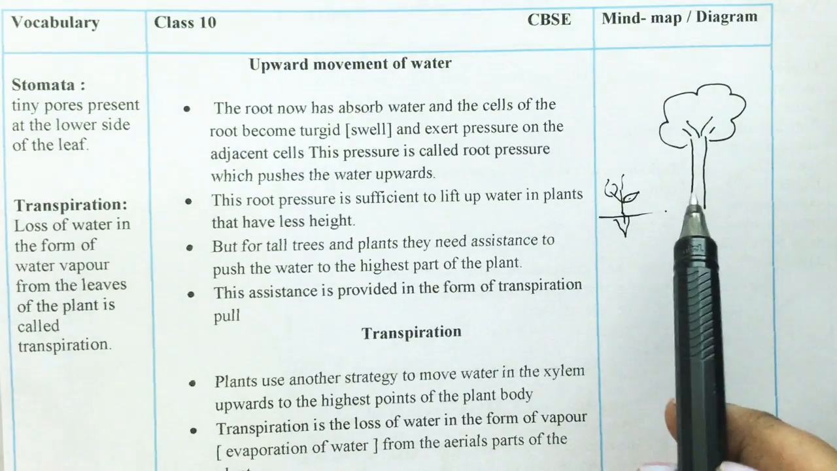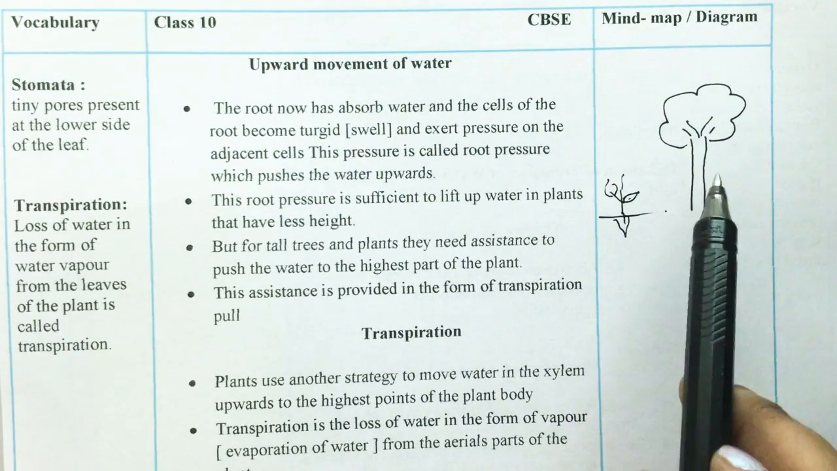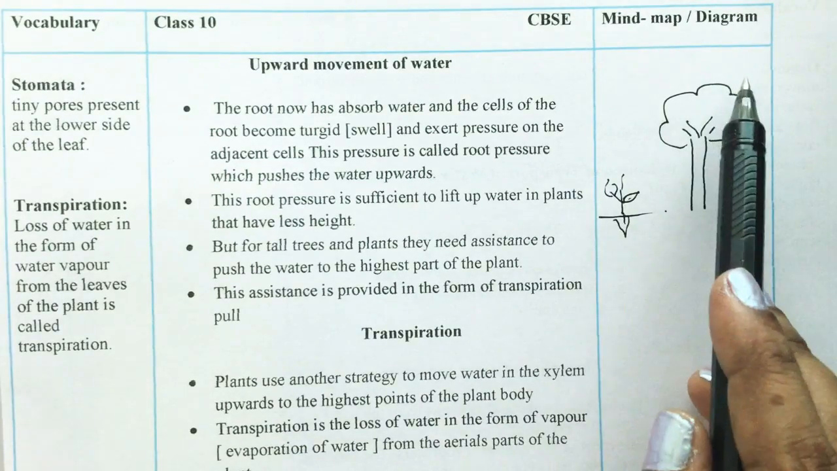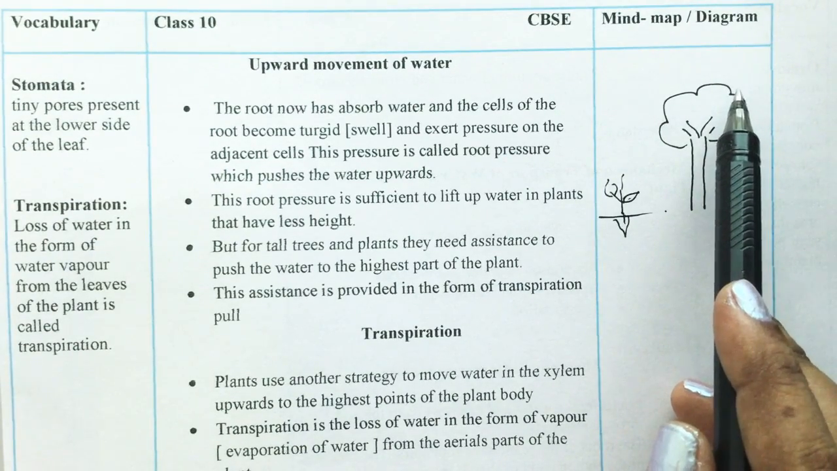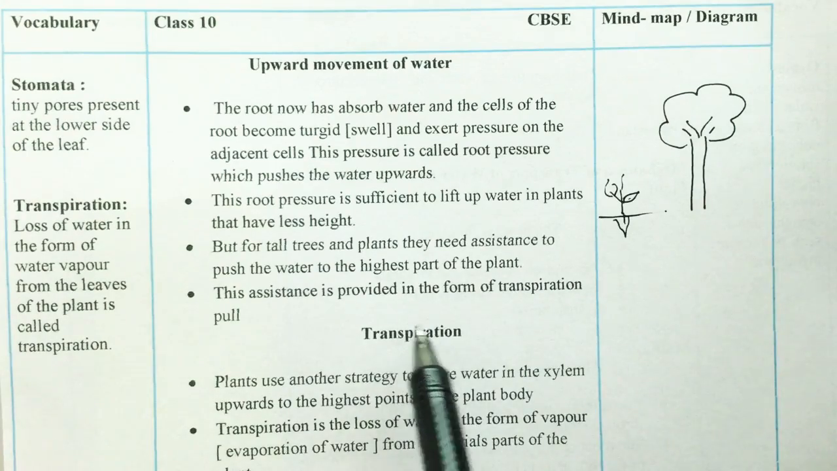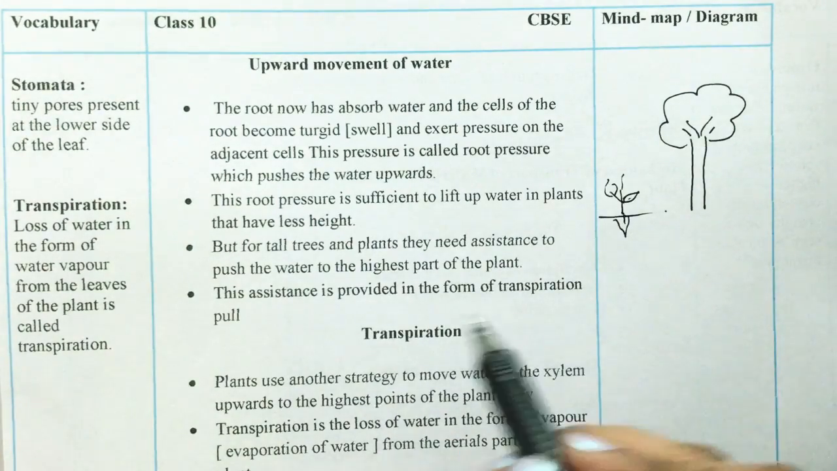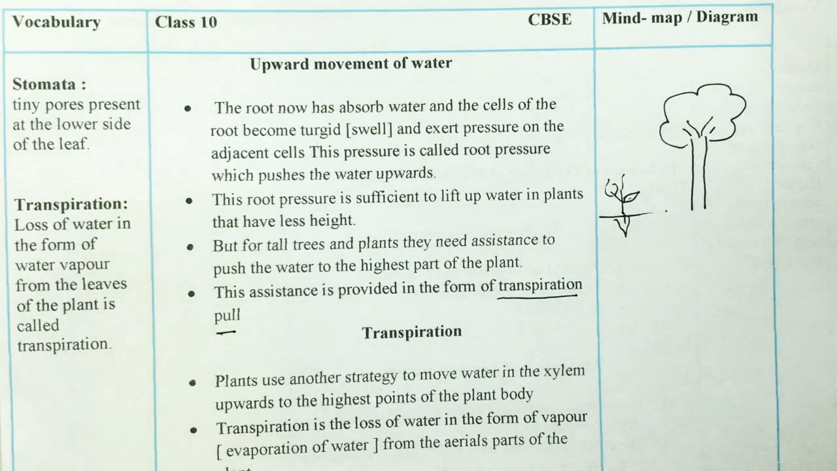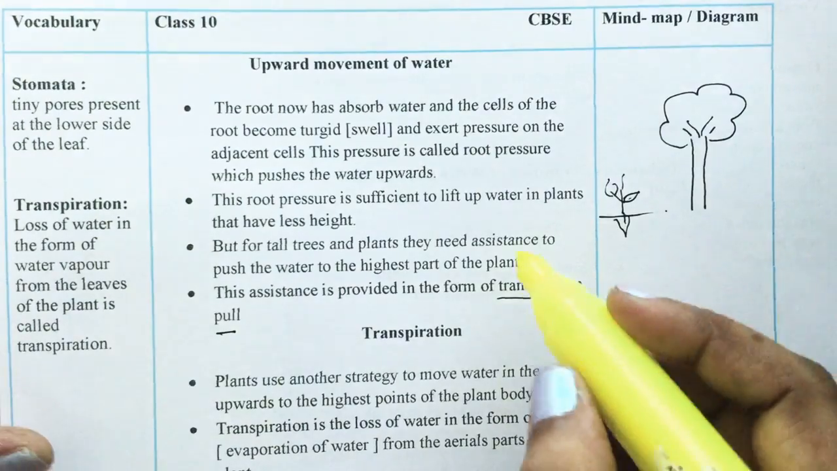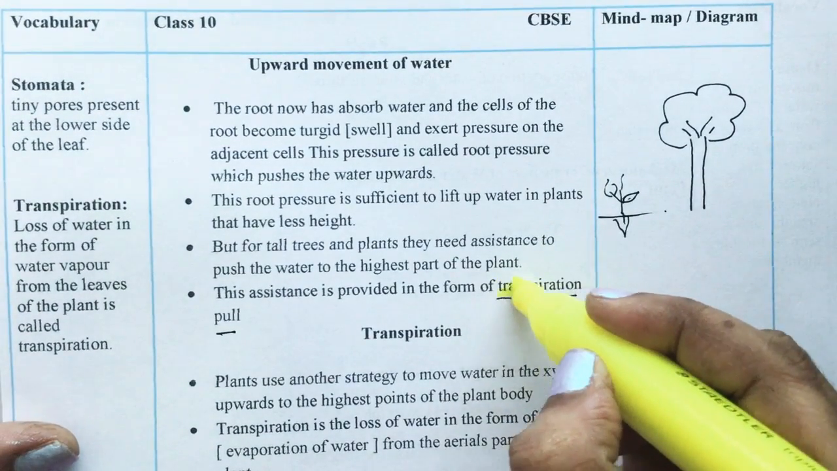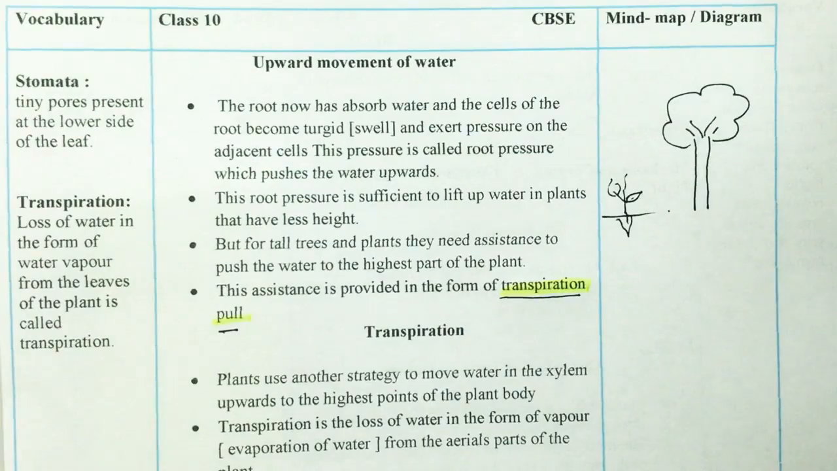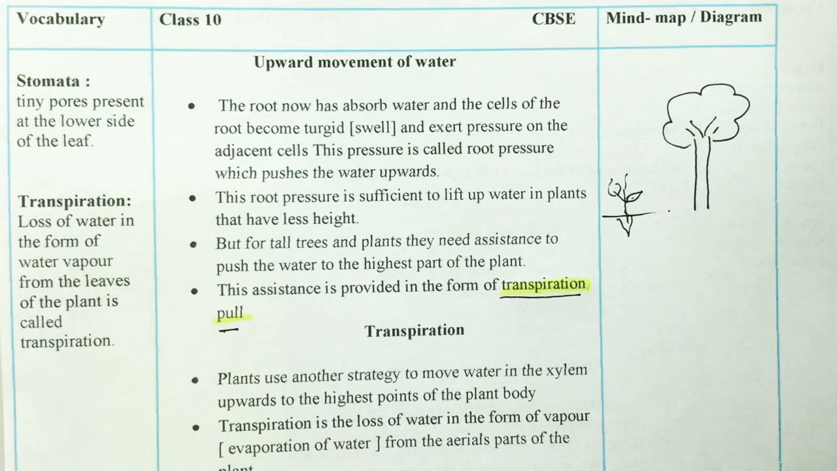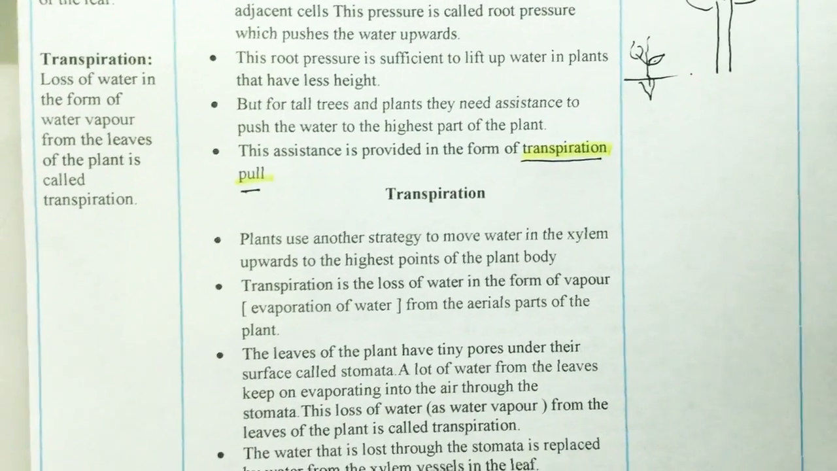So, for tall trees and plants which are tall, they need assistance to push the water to the highest part of the plant or tree. This assistance is provided in the form of transpiration pull. Okay? That is a key word you have to learn and keep in mind. So, we shall see how this transpiration pull helps in the process of absorption of water and minerals.